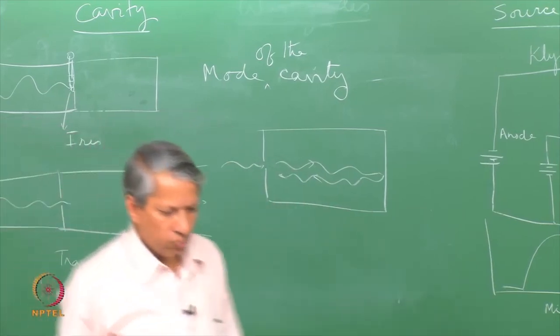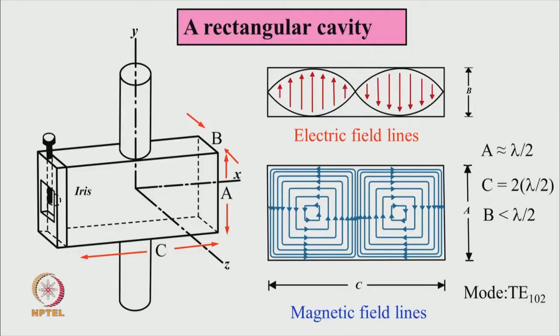Now let us see what sort of mode pattern these cavities have. This is a rectangular cavity. The dimensions are given here: let us say A is the broader dimension of the waveguide, B is the narrower dimension, and C is the longest dimension here. The iris hole and the coupling screw are shown on the left.